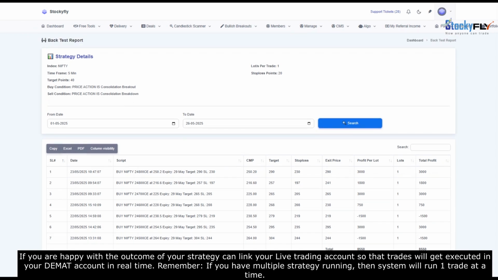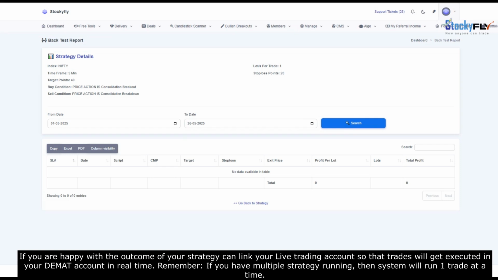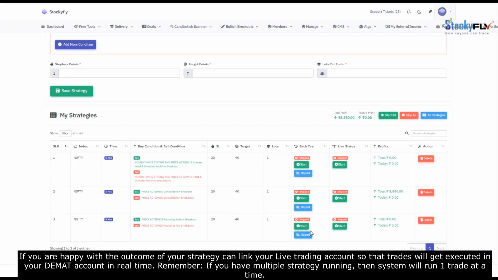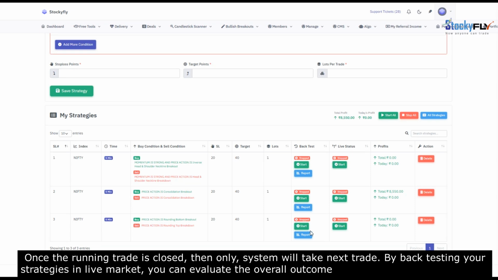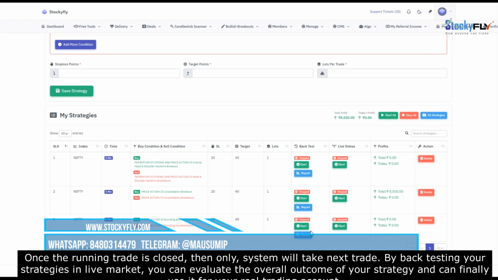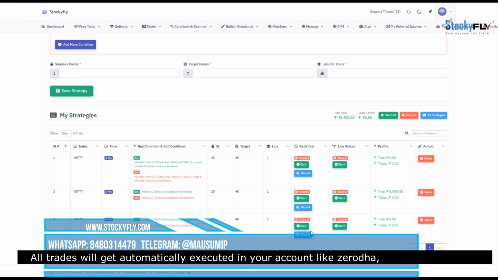Remember, if you have multiple strategies running, then system will run one trade at a time. Once the running trade is closed, only then will the system take the next trade. By backtesting your strategies in live market, you can evaluate the overall outcome of your strategy and can finally use it for your real trading account. All trades will get automatically executed in your account, like Zerodha, Fyers or Angel One.